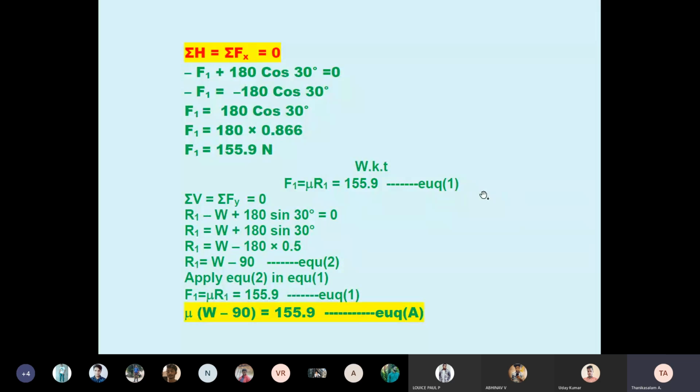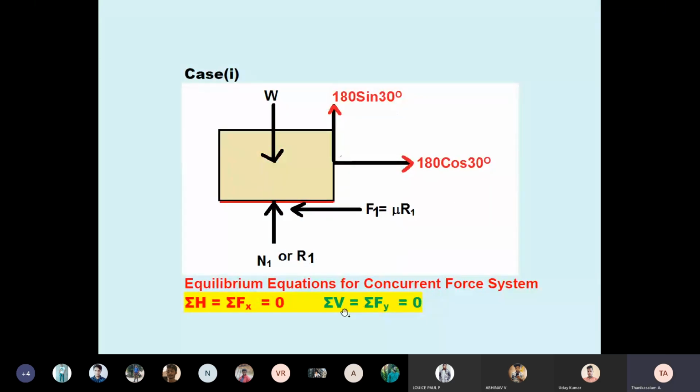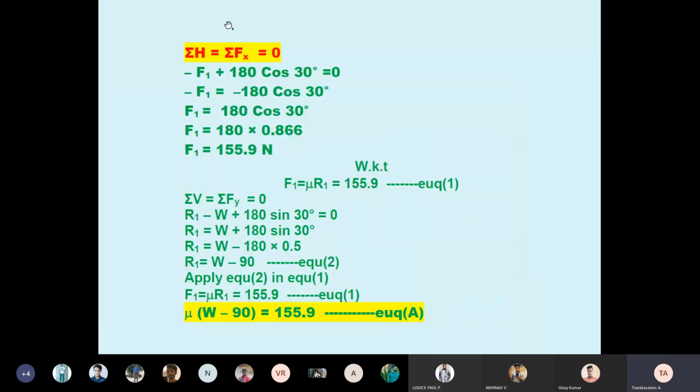Now the second equilibrium equation, summation of V equals 0. What are the vertical forces? N goes in the plus y direction, 180 sin theta is in the plus y direction, and W is in the minus y direction. Therefore, R1 plus 180 sin theta minus W equals 0. Taking the terms to the right side, W minus 180 sin theta.